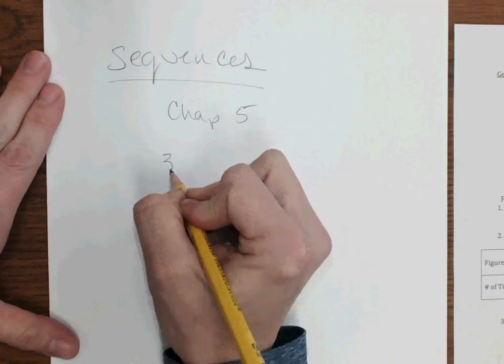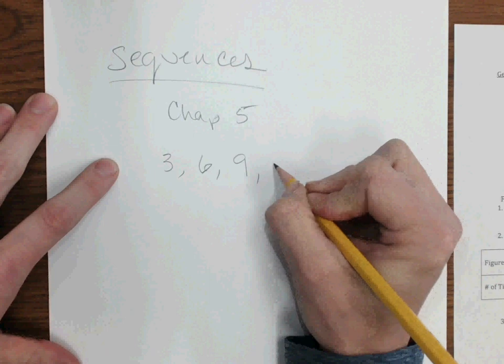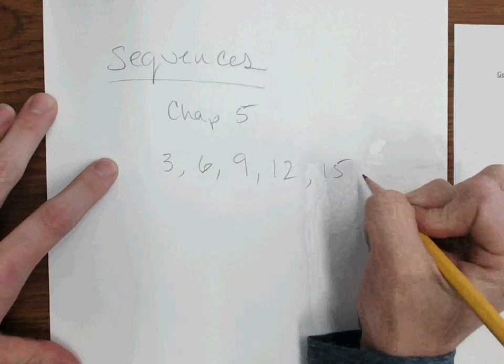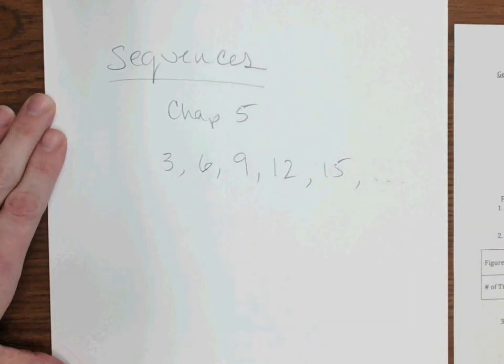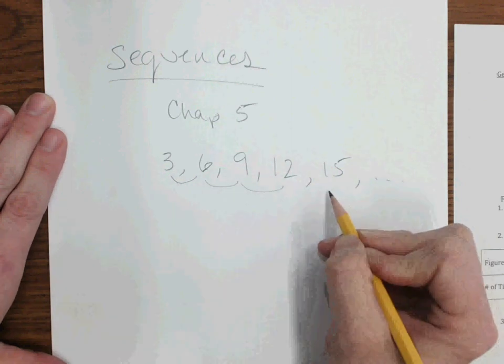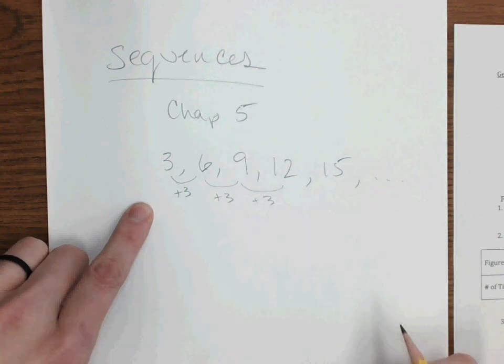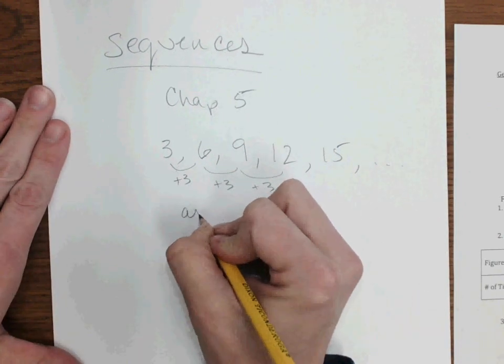We had something that looked like this, like 3, 6, 9, 12, 15, etc. Right? And with this one, we looked for that common difference. How is it changing, right? So my rule for this one was plus 3 each time, and that made this an arithmetic sequence, right?